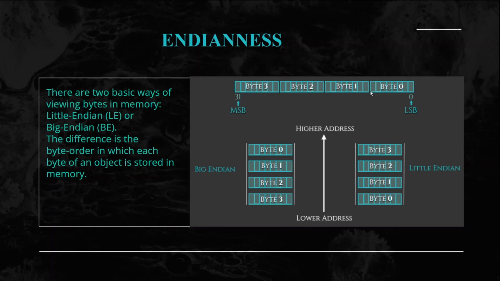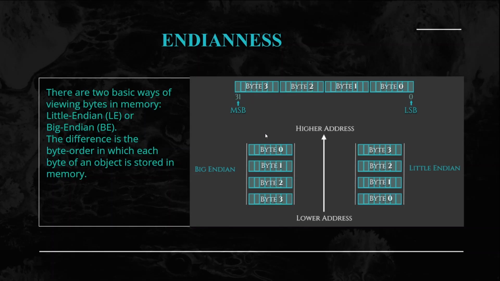Each byte contains 8 bits of memory. Each bit can either contain 1 or 0. So the least significant byte here is byte 0 and the most significant byte here is byte 3.